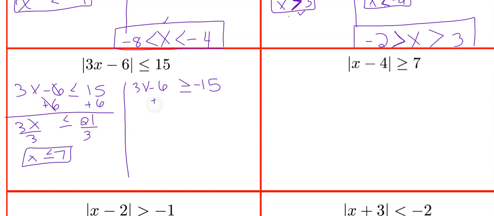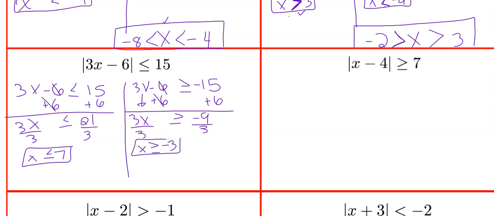Over here on the right side, I begin the process all over again. 3x falls down, the symbol falls down. -15 plus 6 is -9. Divide everything by 3. And I get x is greater than or equal to -3. So let's write our final answer.